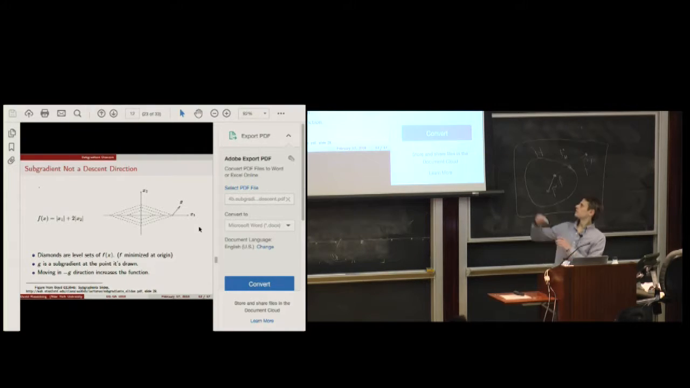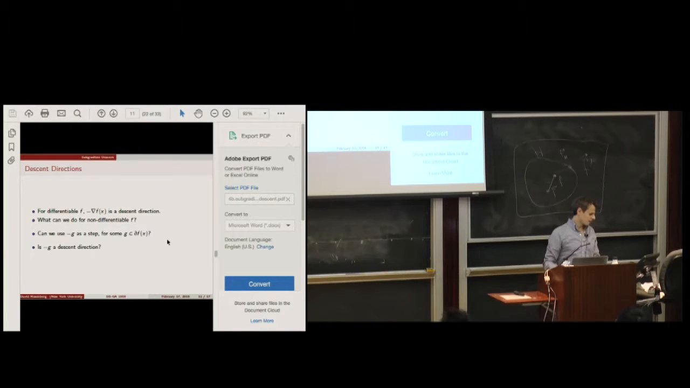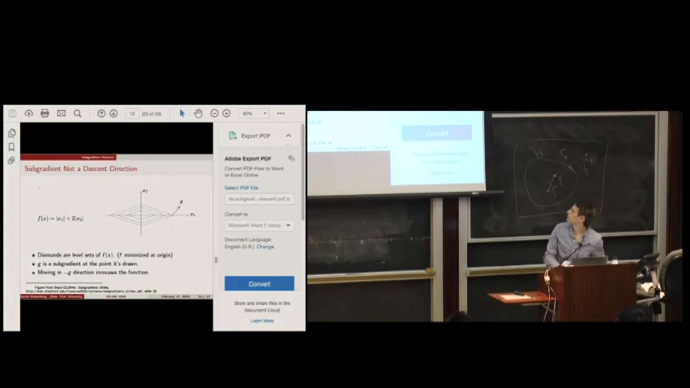No, this is for this specific g, in this specific example, for that specific function at that specific point. Moving in the negative g direction increases the function. So that we can see from the picture.